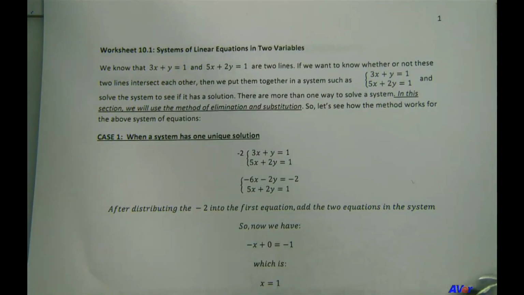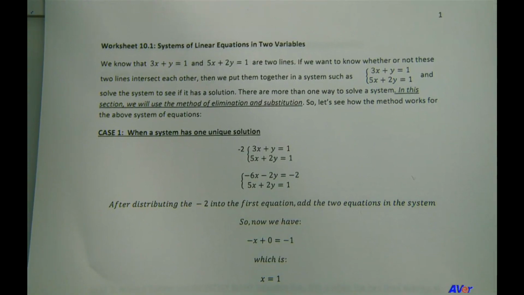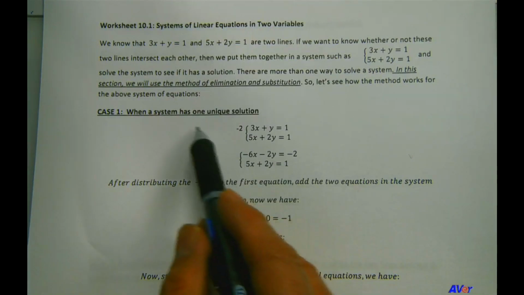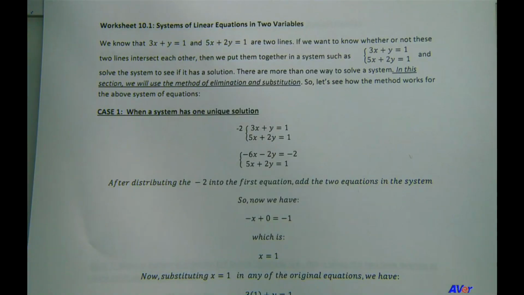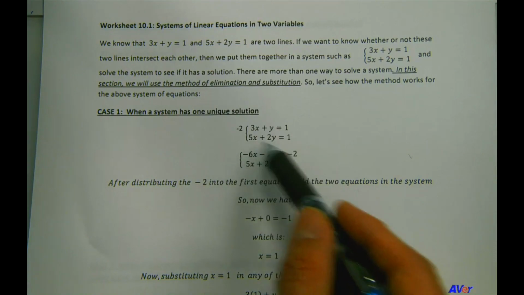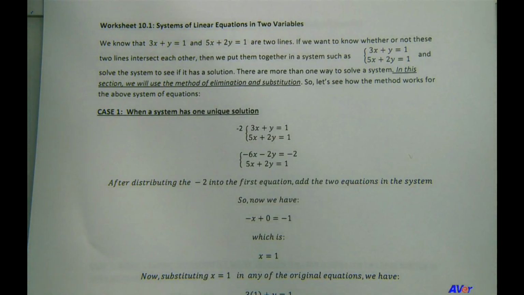So there are three main cases for solutions of systems of linear equations. One case is if the system has one unique solution. In other words, if the two lines, in this case 3x plus y equals 1 and 5x plus 2y equals 1, intersect each other at one unique point.